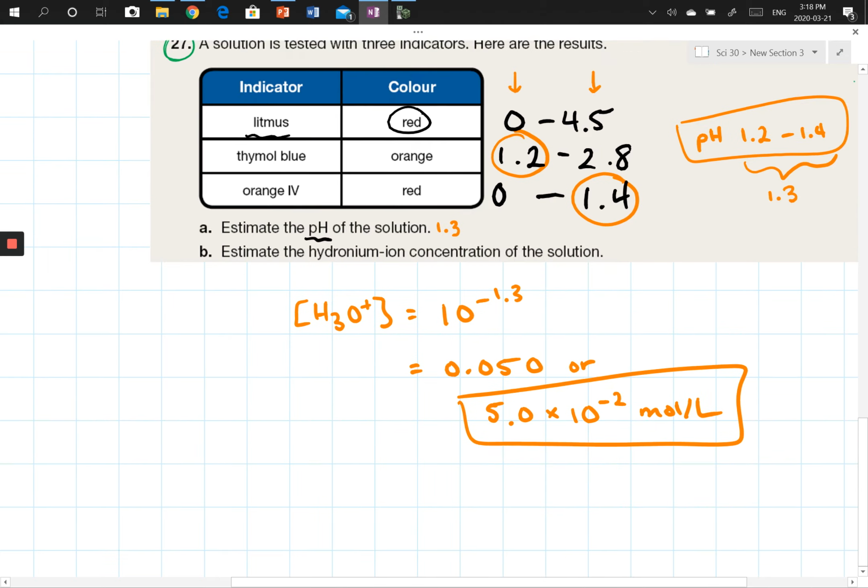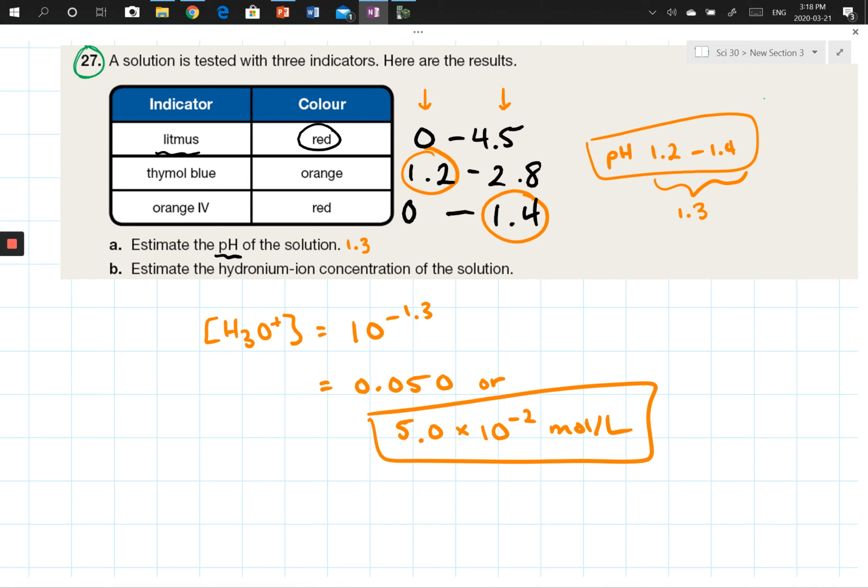So we added a different layer to that problem. This became a two-step problem for you guys. I'll have some more practice for you to do later.